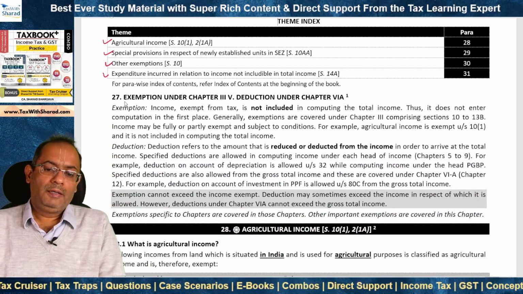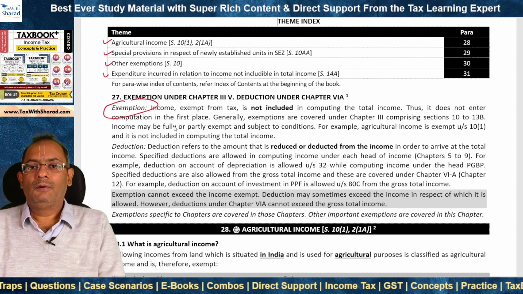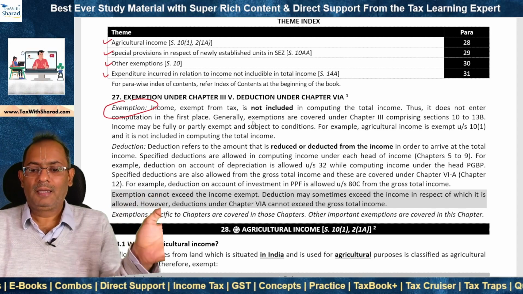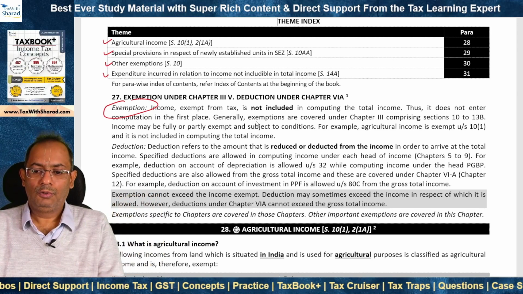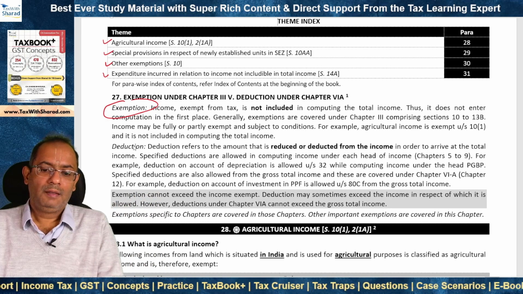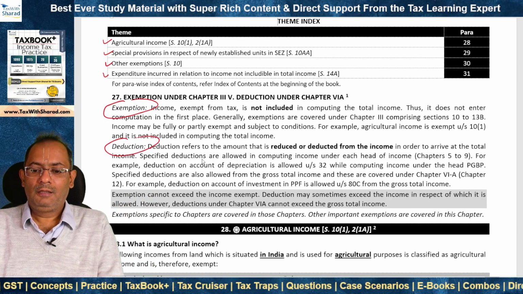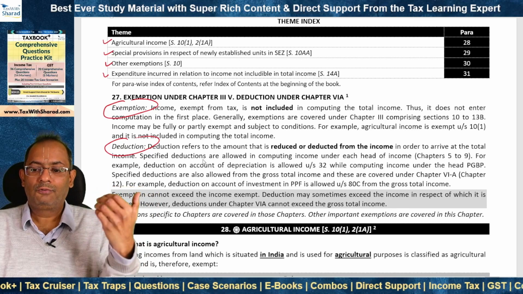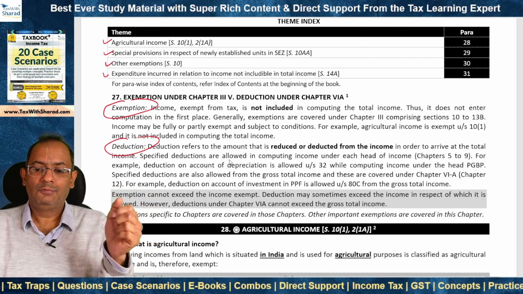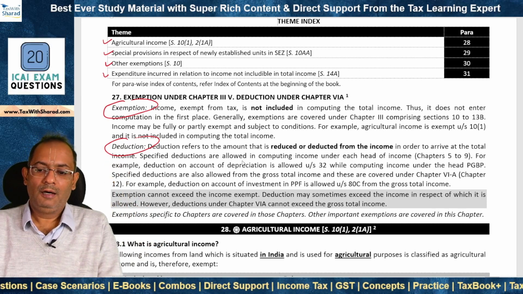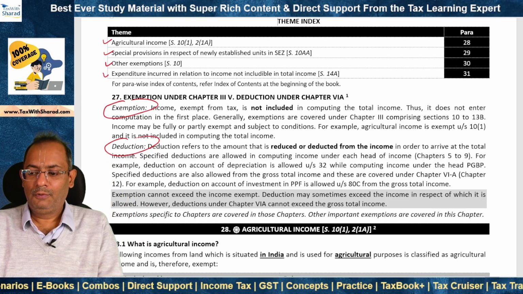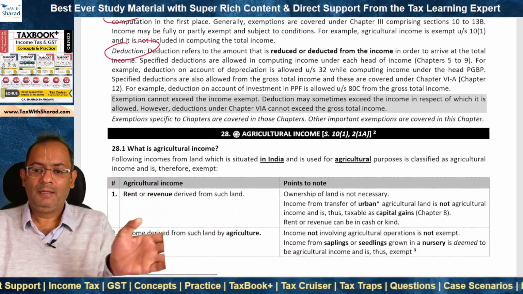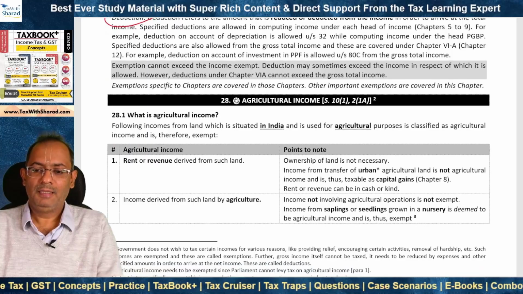So when we talk about an exemption, when we talk about an income exempt from tax, it basically means that such income doesn't enter the computation mechanism. It is not included in computing the total income in the first place. Whereas when we talk about a deduction, it means that it is an amount which is to be reduced or to be deducted from the income in order to arrive at the total income. So while computing the income, we allow for a deduction. While on the other hand, if we are talking about an exemption, then the exempt income doesn't enter the computation mechanism in the first place.